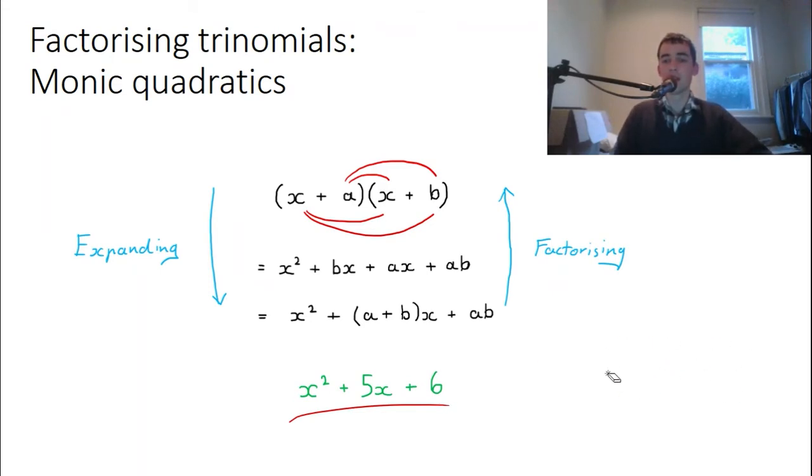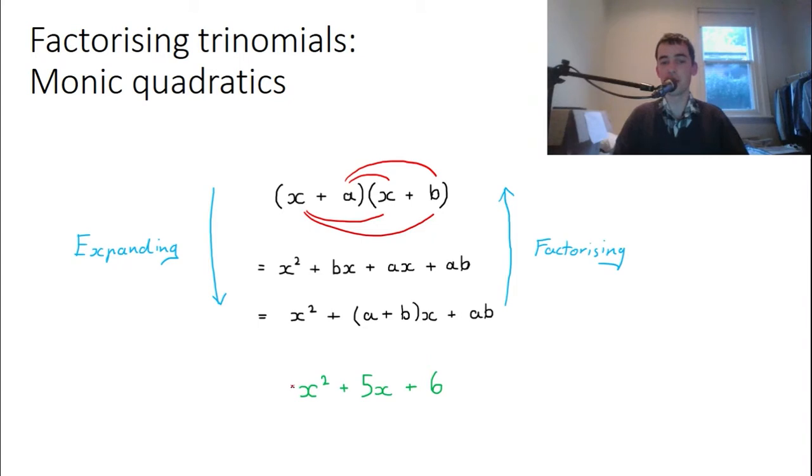And technically this is called a monic quadratic. A quadratic is just an expression with x squared or something squared in it. Actually, it's not quite true. If I have x cubed, that's called a cubic. But a quadratic is when the highest index on the variable, like x, is a 2 or a squared. So anyway, this is called a quadratic.